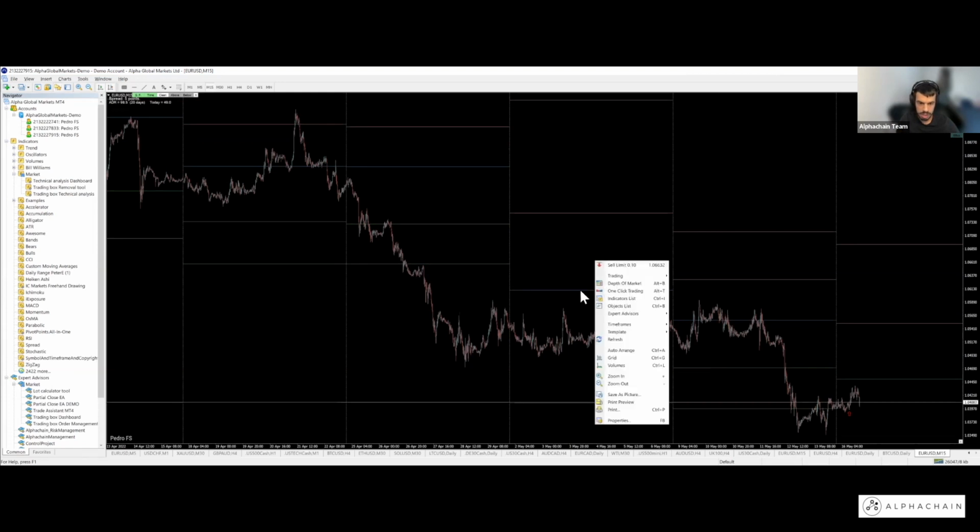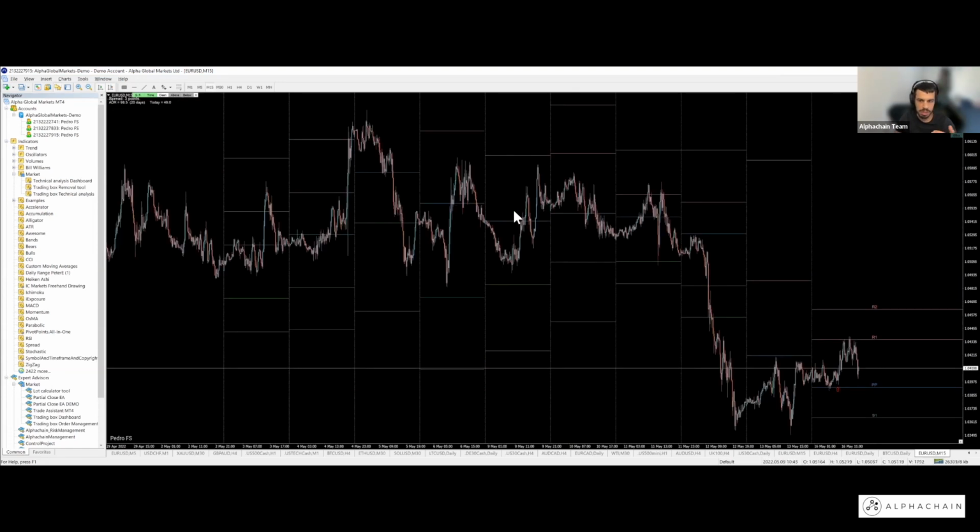Let me just change again to my daily. So basically the concept of this is if price is above the pivot point, you should be looking for longs, and if price is below the pivot point, it gives an indication that price is bearish.